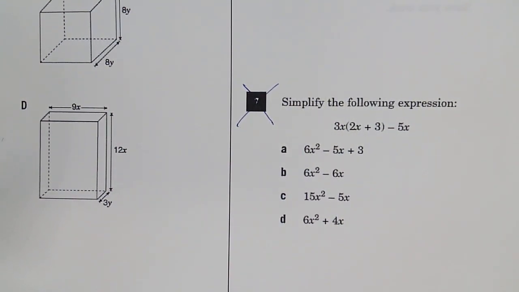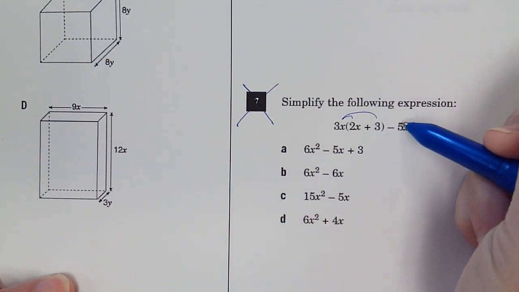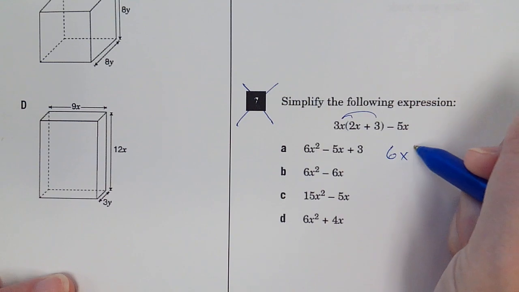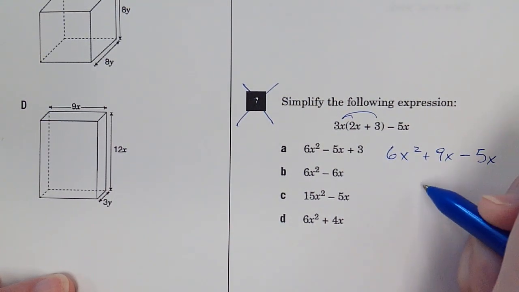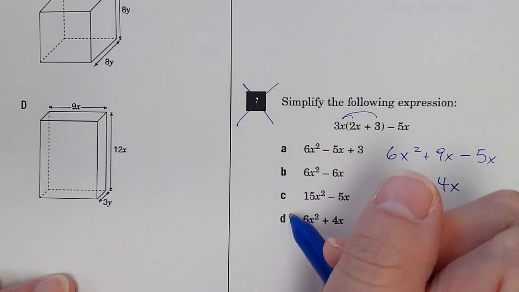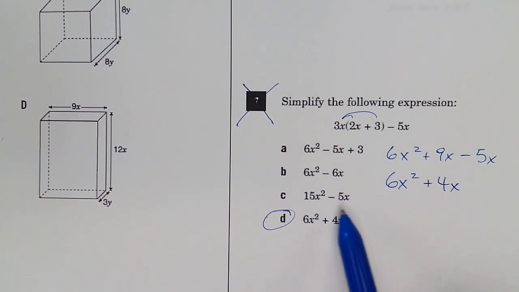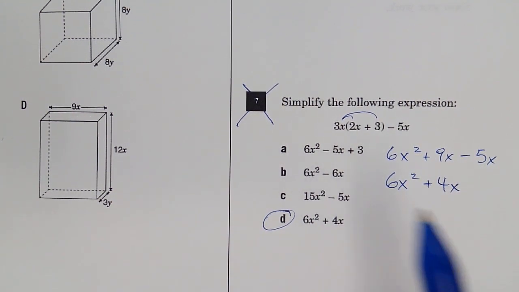This we will learn after the break. Just in case you want to know what we're learning after the break, we are doing something like this. So multiply, we get 6x squared plus 9x, and then the minus the 5x. Then we group the like terms together, and we get this as our answer. So if you are ahead of the game and you got D, good job. That's the answer. If you have no clue what we just did right here, that's okay. Leave it for after the break.